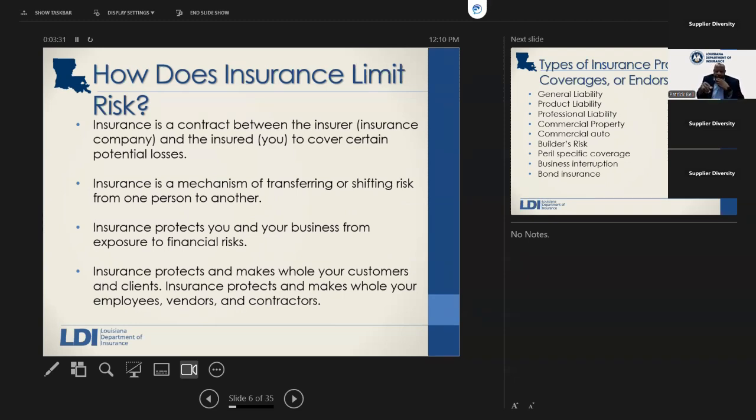So, thinking about that automobile accident, if you are at fault in causing the accident, you are responsible. However, when you bought that insurance policy, you transferred that risk from yourself over to the insurance company so that if you are at fault, then the insurance company writes the checks to compensate those that have been injured with either physical damage or damage to property or lost income or whatever. So you transferred that risk from yourself to the insurance company. So insurance protects you and your business from exposure to financial risk, and it makes whole your customers, clients, employees, vendors, and contractors.